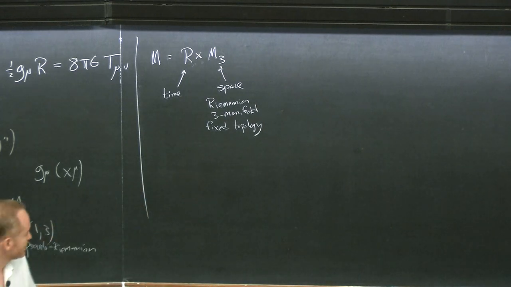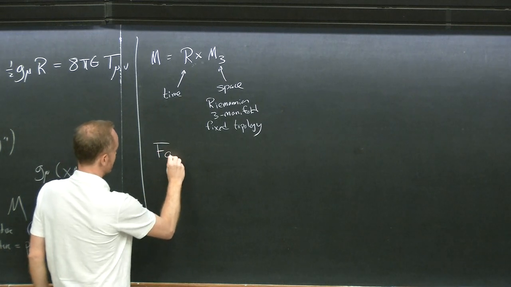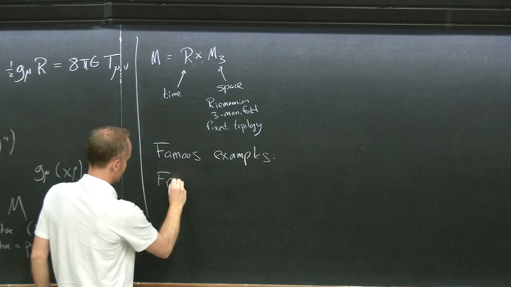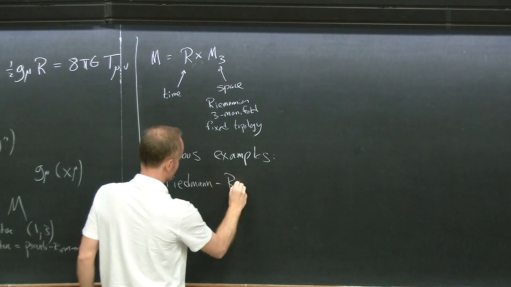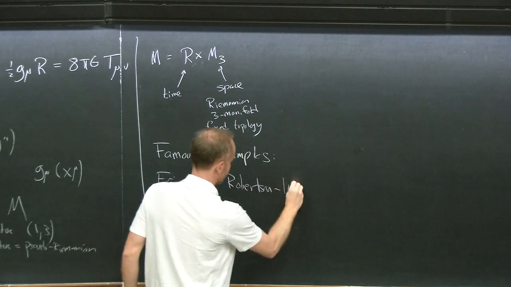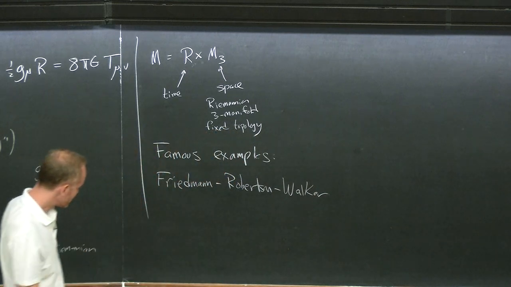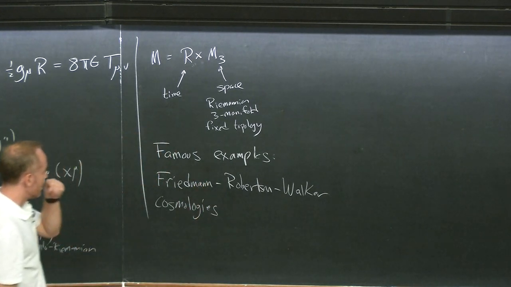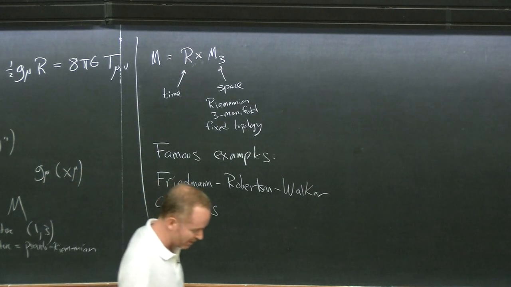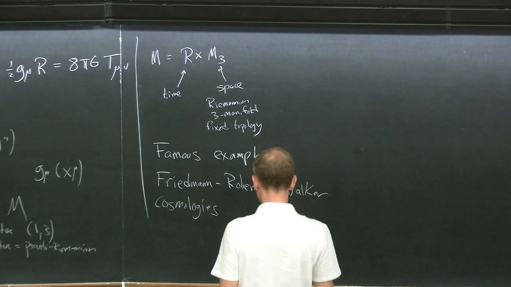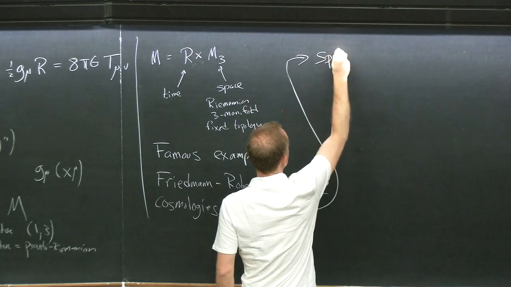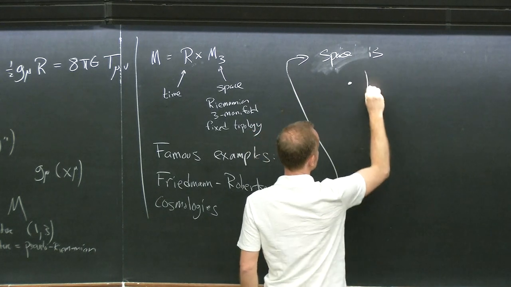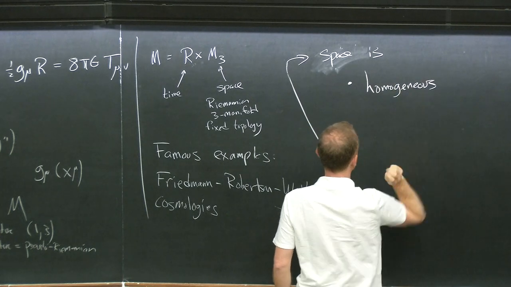So there's a famous class of examples, which are what you learn first when you study this topic, which are the so-called Friedmann, Robertson, Walker, or sometimes Lemaître gets added, cosmologies. And these are cosmologies where one makes a very special and restrictive assumption that, let's just say, space has two properties. It's homogeneous and it's isotropic.